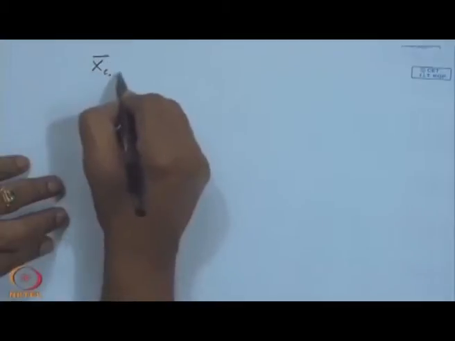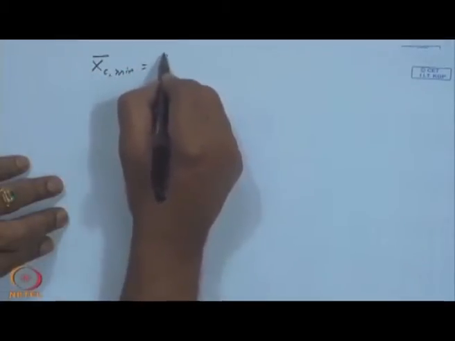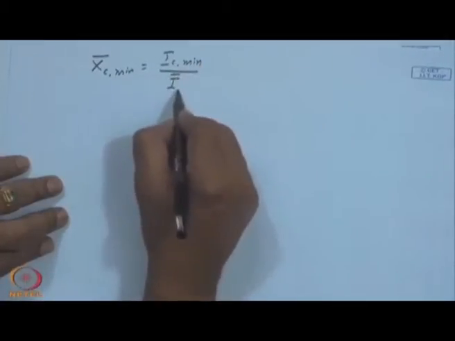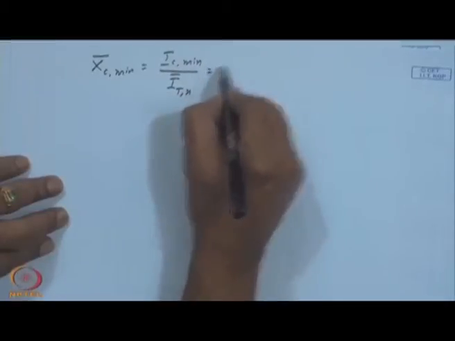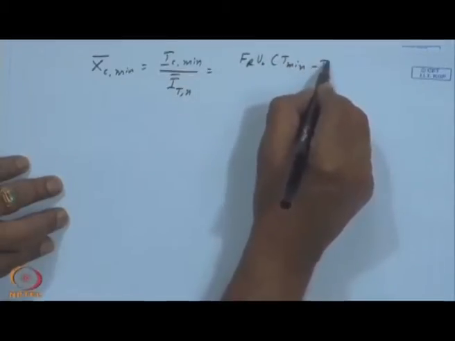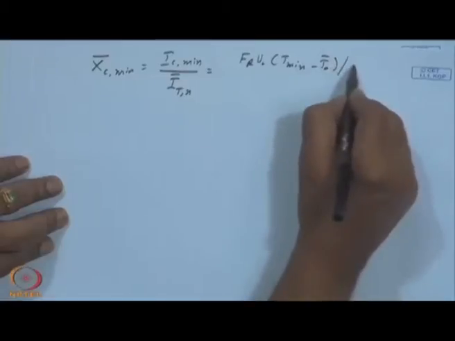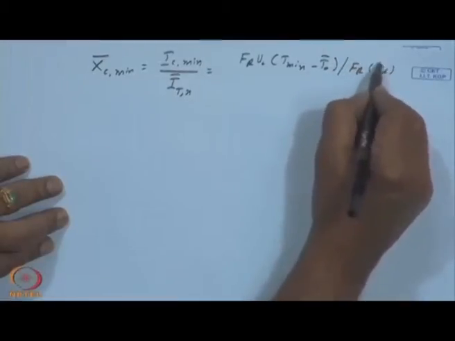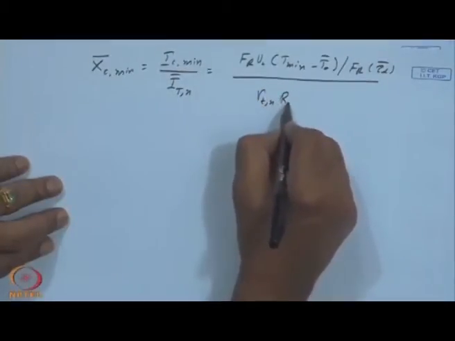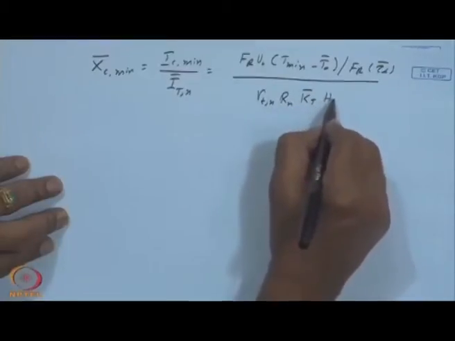Analogously, you can write Xc bar minimum, Ic min by IT bar noon, equal to FR UL (T min minus Ta bar) by FR tau alpha bar, by RTn Rn Kt bar H0 bar.